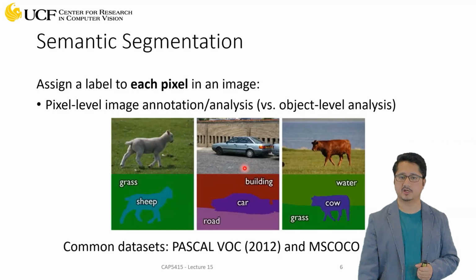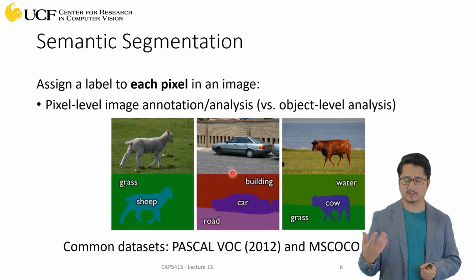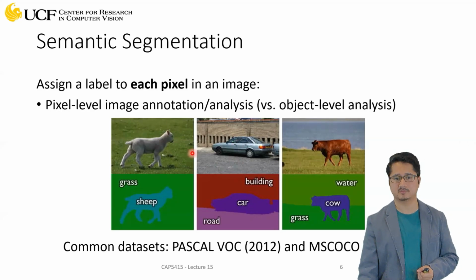Similarly, you can see in the second image, you want to say which pixel belongs to a car and which pixel belongs to a building or a road. Again, you might imagine that these are simple scenes. For example, in this image on the left, you can just say that the green grass is the background and whatever pixels you have of the sheep, that's the foreground. So you can basically solve this as a foreground, background, or binary segmentation problem as well.